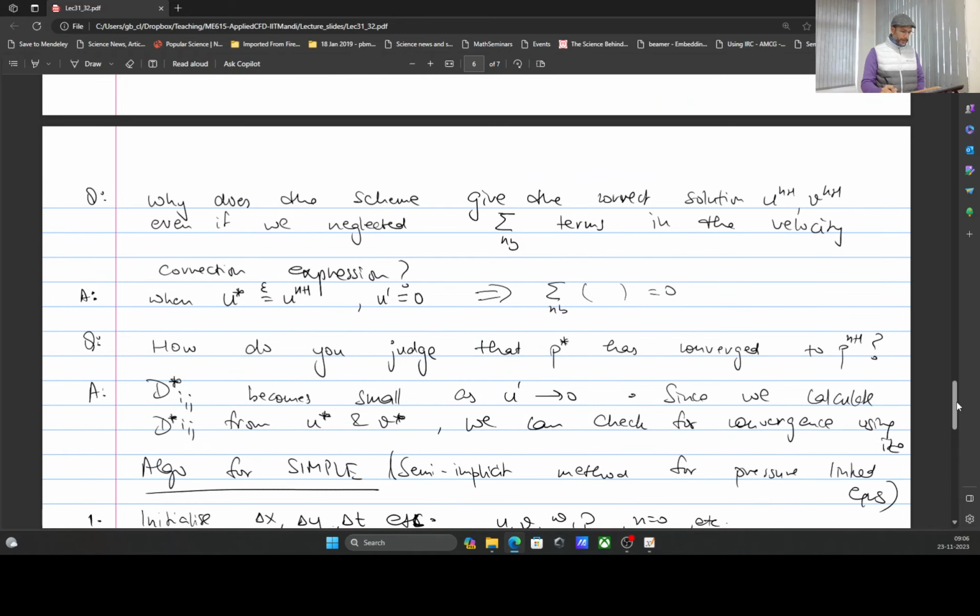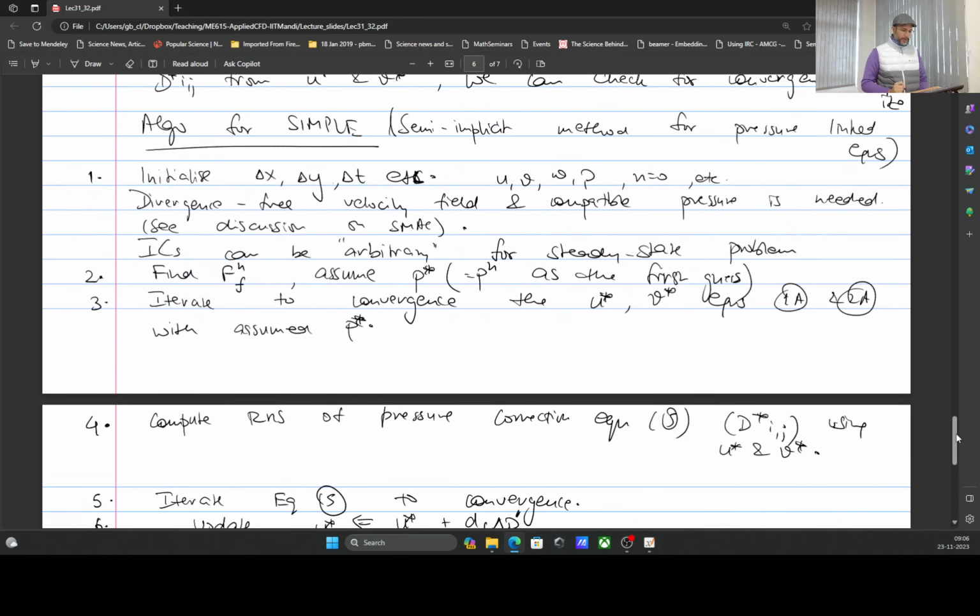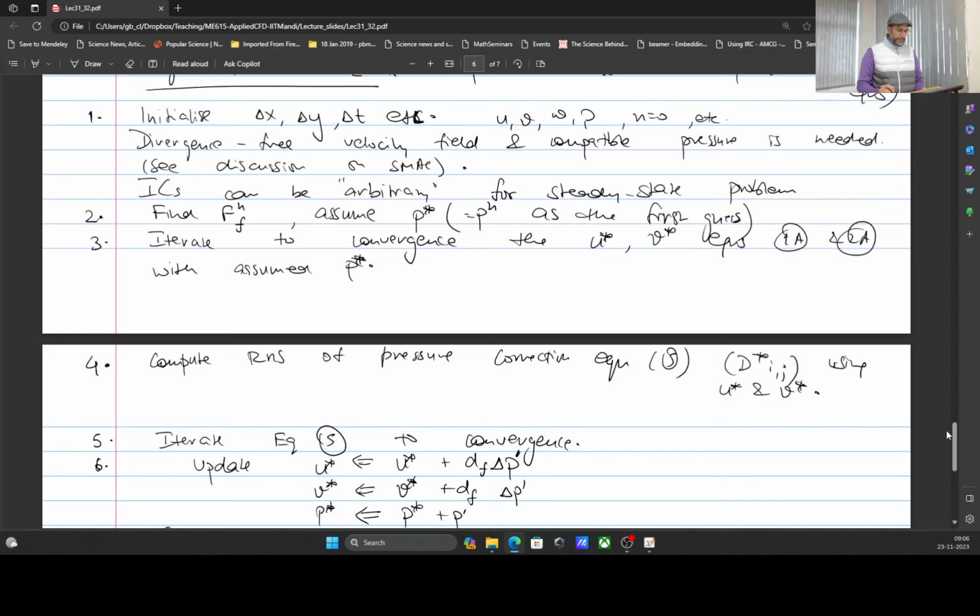Then we wrote the algorithm of SIMPLE. So let's quickly summarize the algorithm and then we'll start from there. So in SIMPLE, which is a very popular method for solving incompressible fluid flow equations, we initialize some parameters such as delta x, delta y, delta t. We have to set the initial values for the velocities and pressures as long as they satisfy continuity. Then in this case, we have linearized the flux terms, mass flux terms.